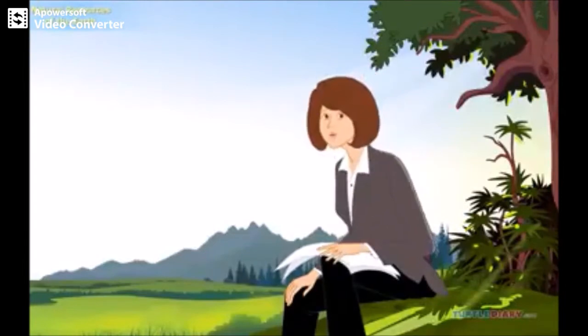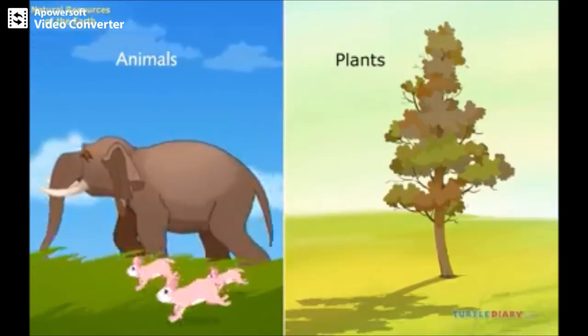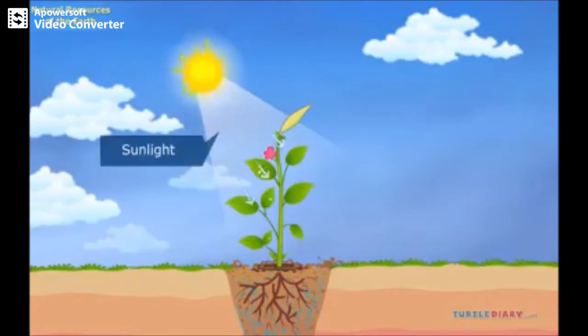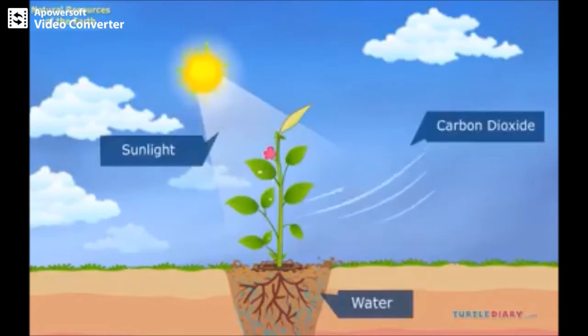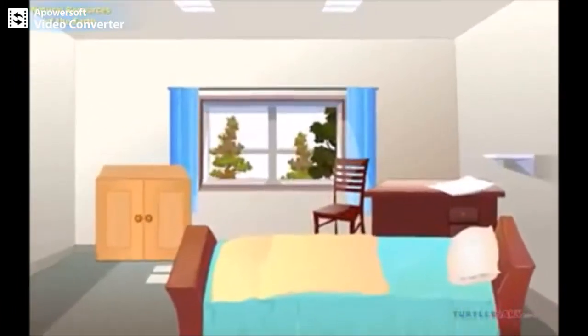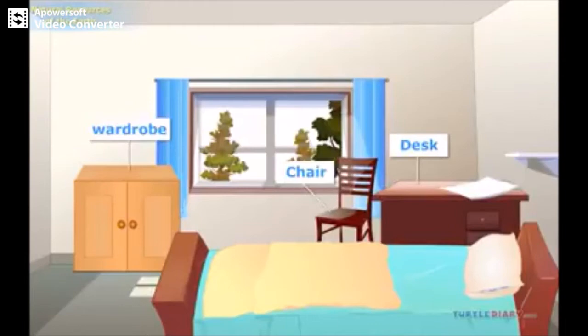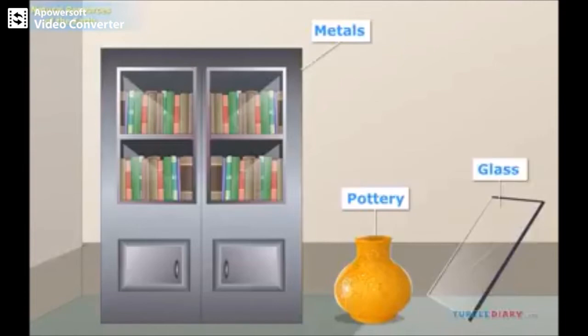How do we use these natural resources? All plants and animals use oxygen from air to breathe. Plants use sunlight, water from soil, and carbon dioxide from air to make their own food. We eat these plants, their fruits and vegetables. We make use of wood obtained from plants to make different things like desks, chairs, wardrobes, etc. We also obtain paper from plants. We use rocks and minerals to make metals, pottery, and glass.